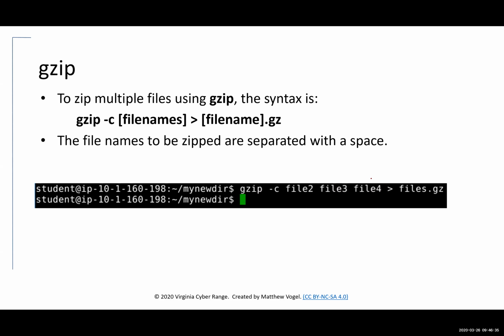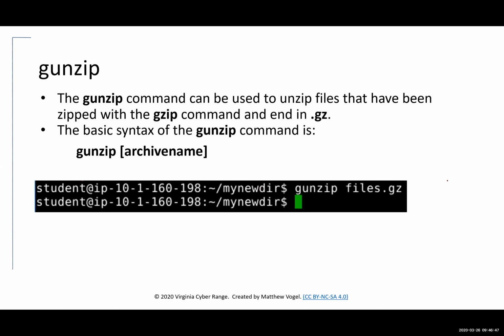If I'm going to gzip multiple files, then I put multiple files in the same line here. So in this case, I say gzip -c file1 file2 file3 file4, and then I redirect into files.gz. And then to unzip, I use gunzip. That makes sense, I suppose. So gzip compresses, gunzip decompresses. So I just say gunzip and then the archive name.